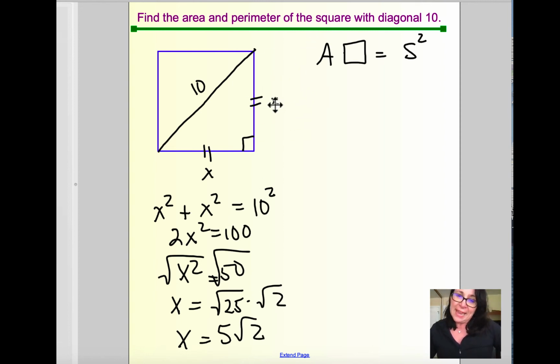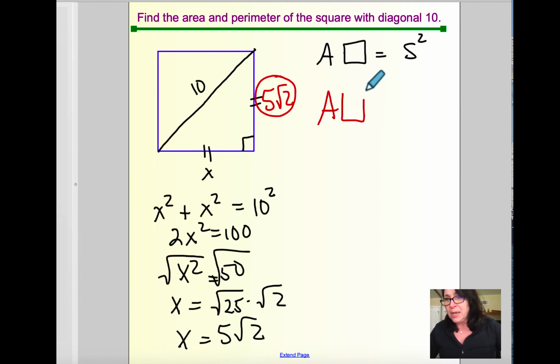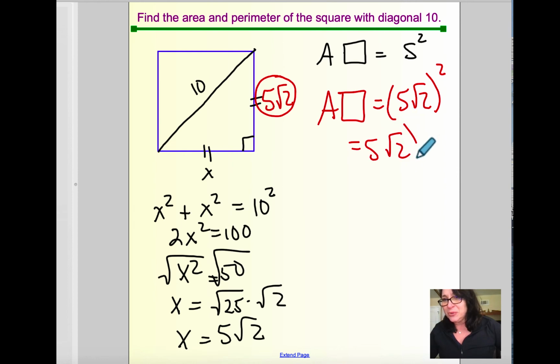So that's the length of one of my sides. So now the length of one of my sides, all of my sides, is 5 root 2. So to find the area of this square is going to be equal to 5 root 2 quantity squared, which is actually 5 root 2 times 5 root 2.